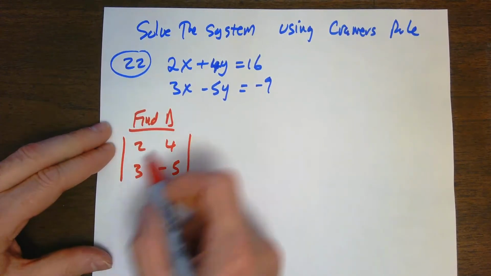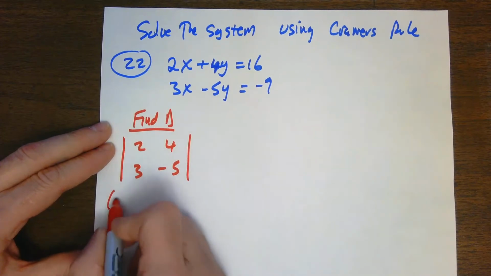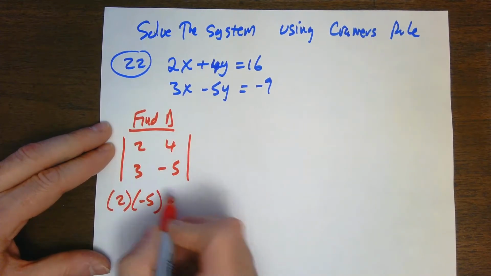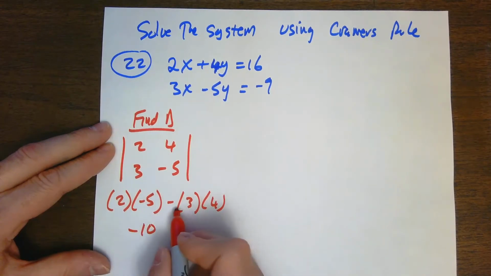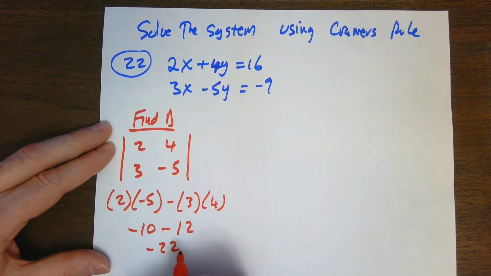And I'm going to use this thing right here, 2 times negative 5 minus 3 times 4, negative 10 minus 12, negative 22.